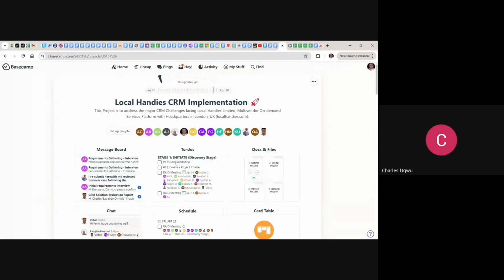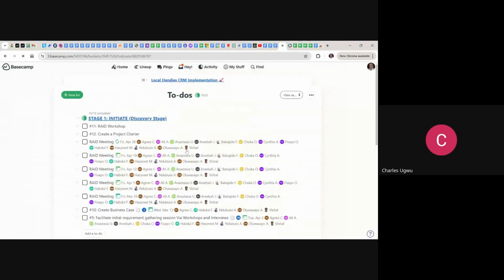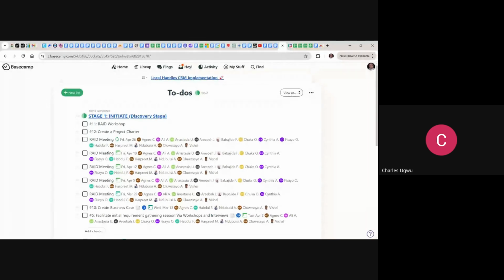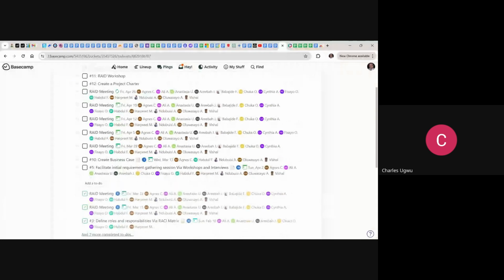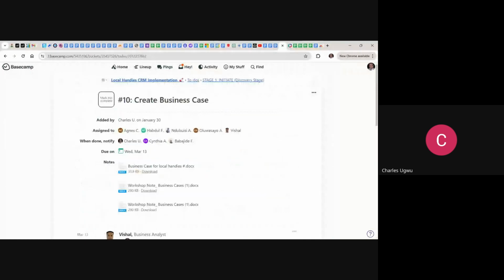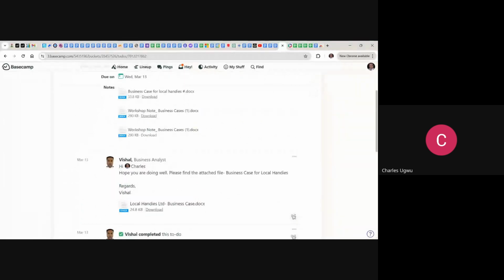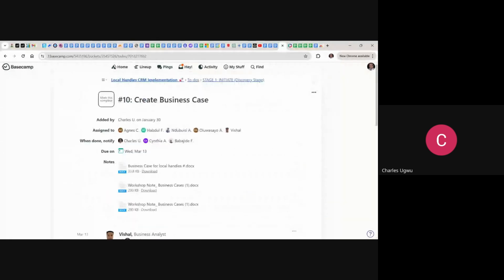Let's see all the work we are doing here. So this is one of the projects my team is handling here in the UK. Let's see here, let's see the business case. This is the business case, and here is the due date.